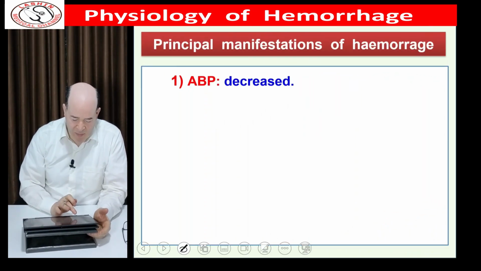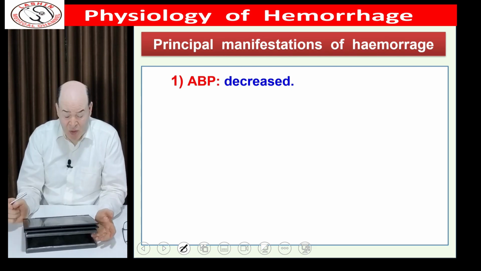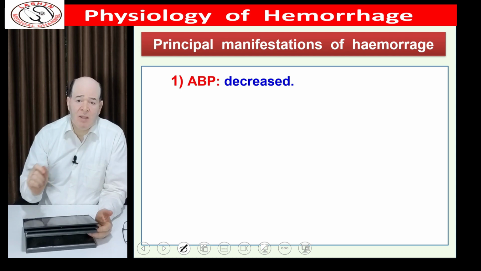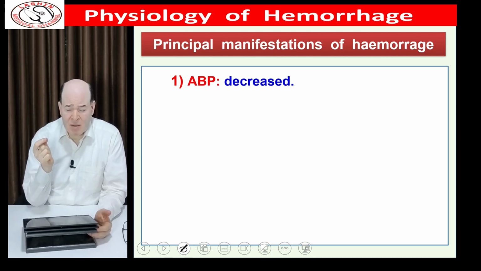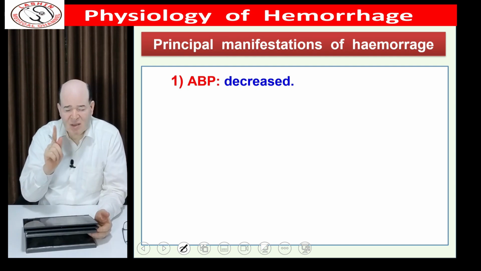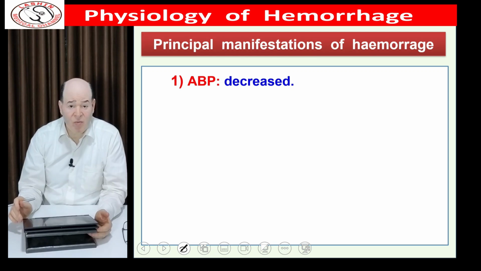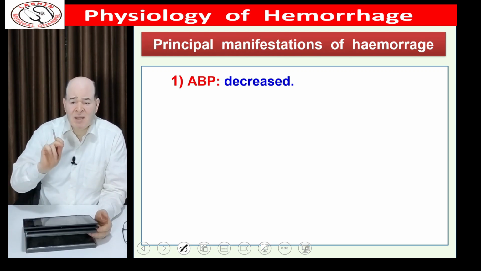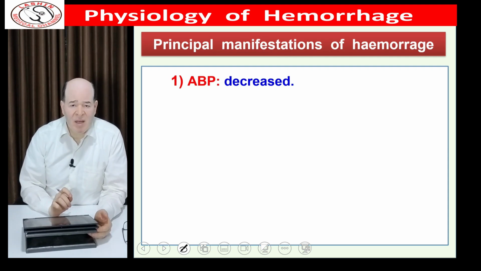What are the principal manifestations of hemorrhage? First, the arterial blood pressure. The arterial blood pressure may be decreased during hemorrhage. However, persons can have serious internal hemorrhage, but their blood pressure is still normal. It will decrease, but later on. So when you find that blood pressure is normal, this does not exclude presence of hemorrhage. However, if arterial blood pressure is decreased with hemorrhage, this is a very bad sign.